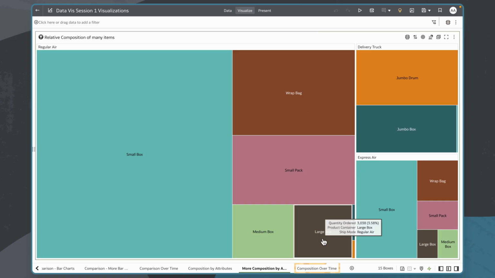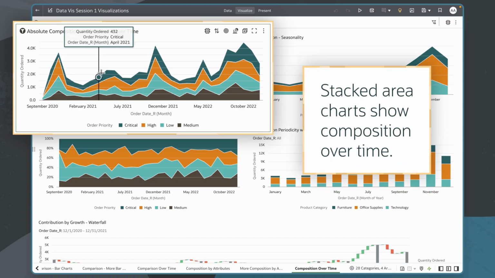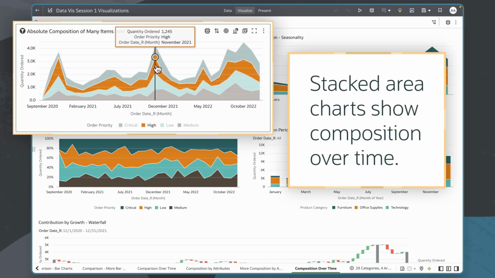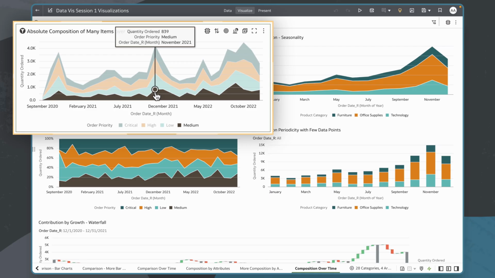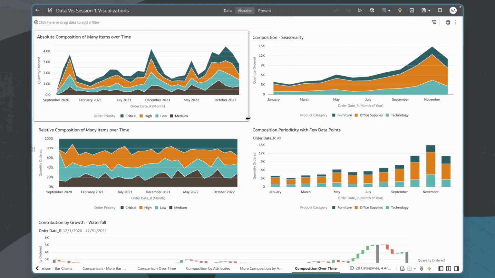If I want to understand composition over time, I can use the stacked area chart. This visualization shows absolute composition of quantity ordered by order priority. I can see changes over time to the quantity ordered by order priority.